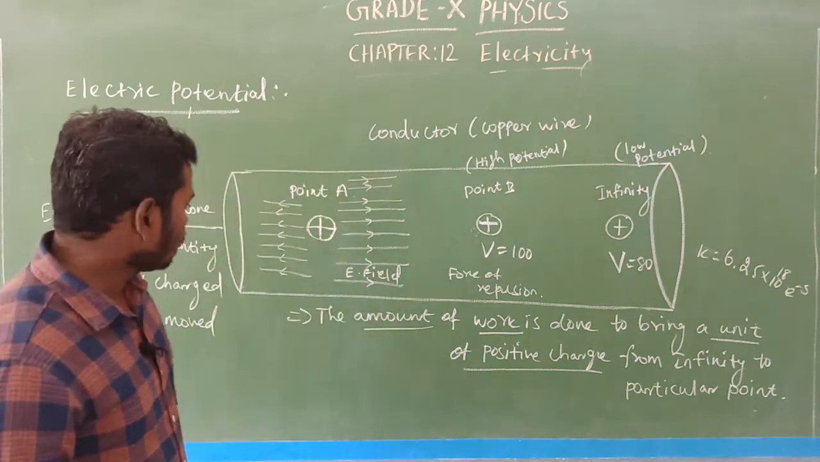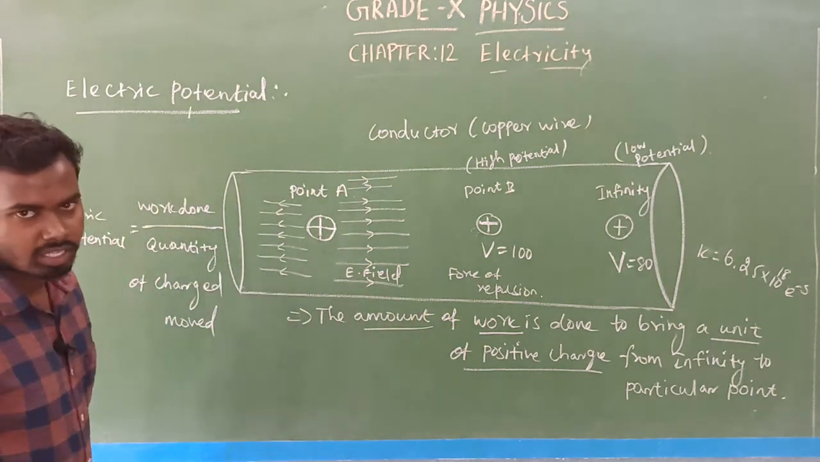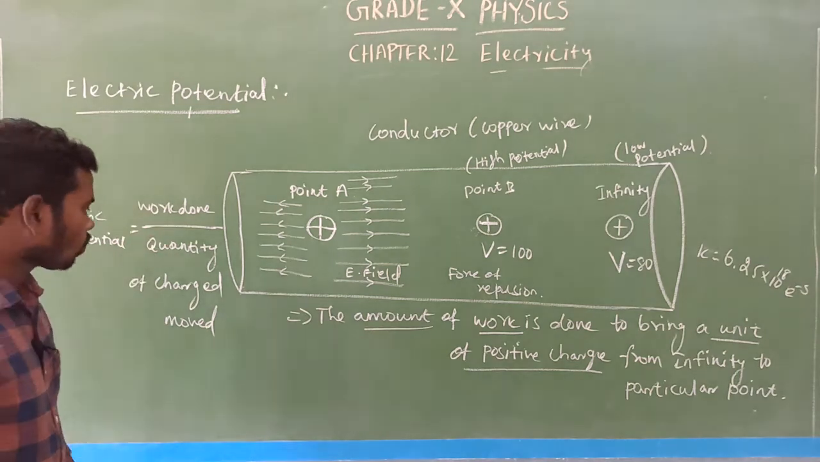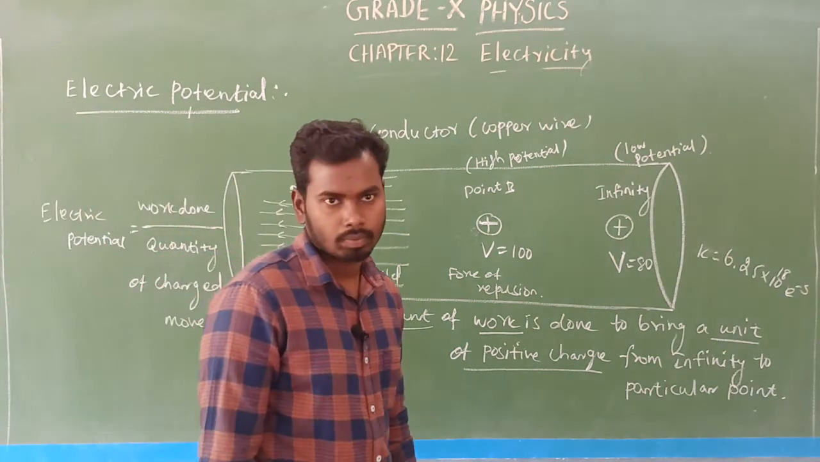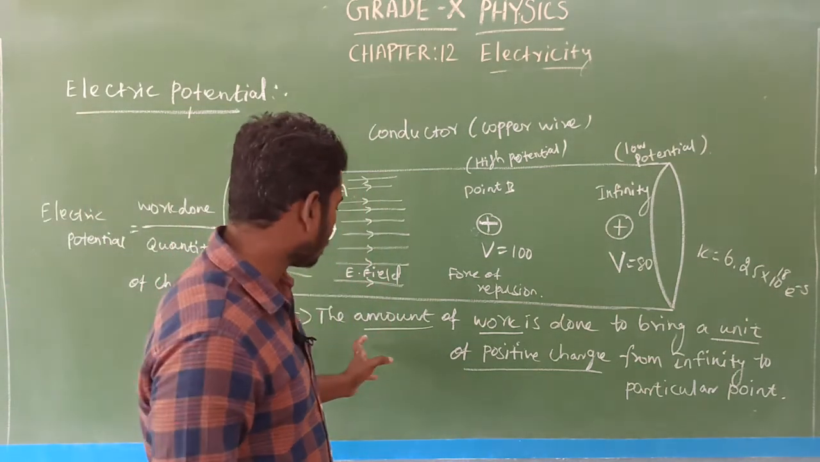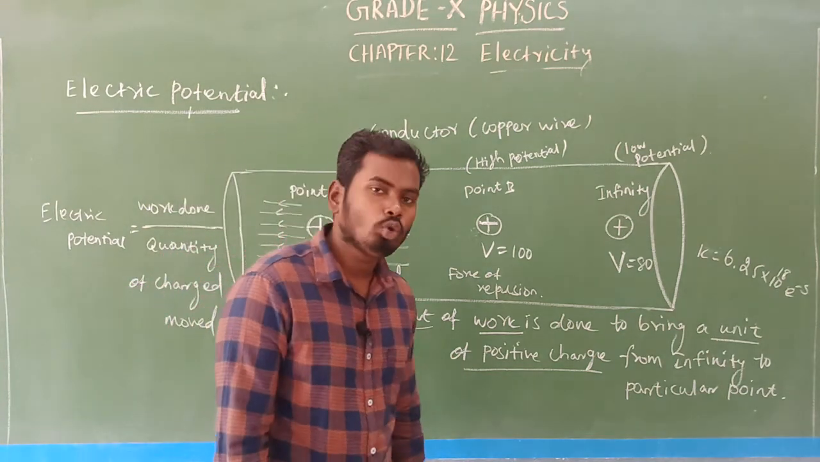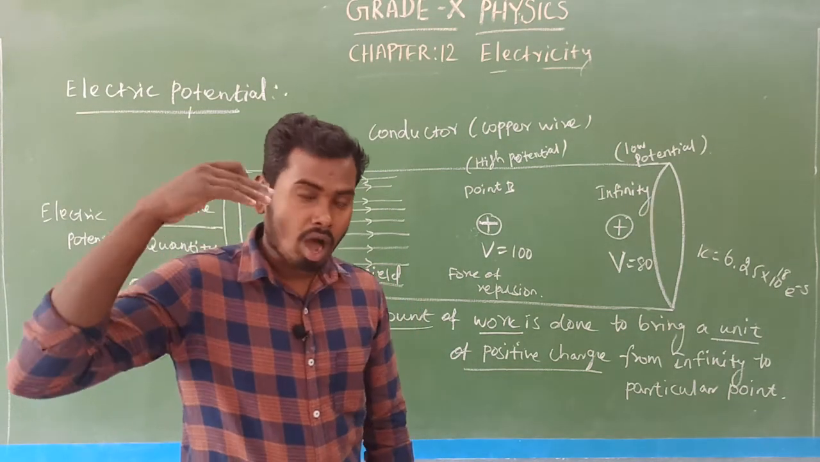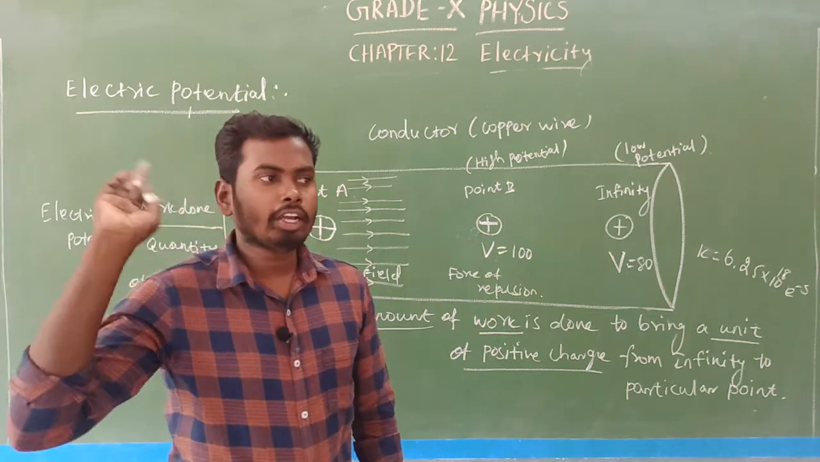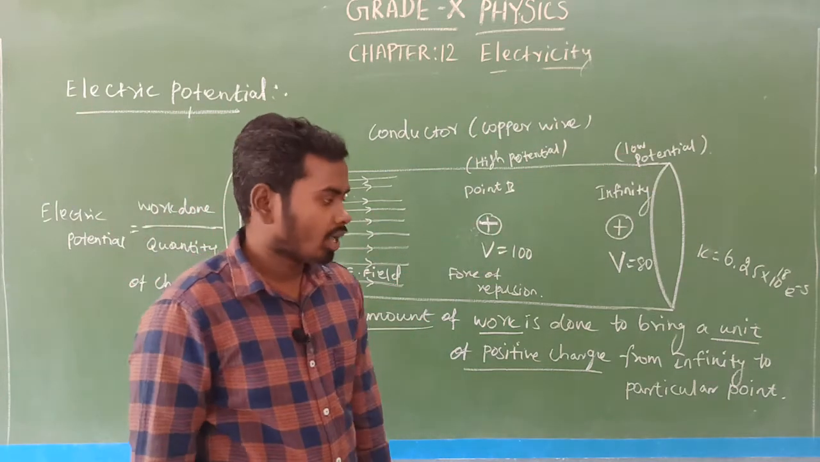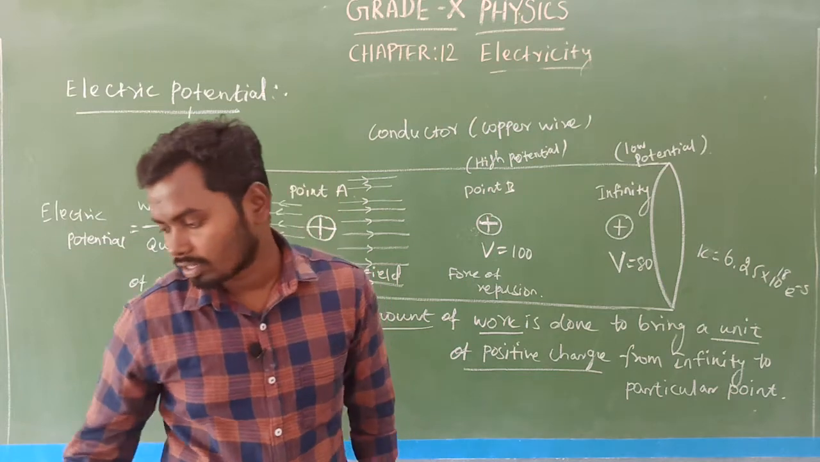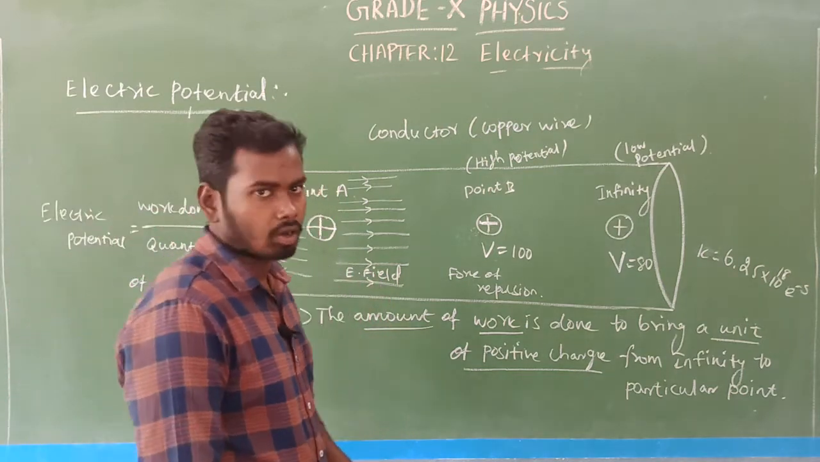So electric potential is equal to work done divided by the quantity of charge moved. Okay, yes, look at it, that's all. So the amount of work done to bring a unit of positive charge or negative charge from infinity to a particular point is called electric potential. Okay, yes, that's all.